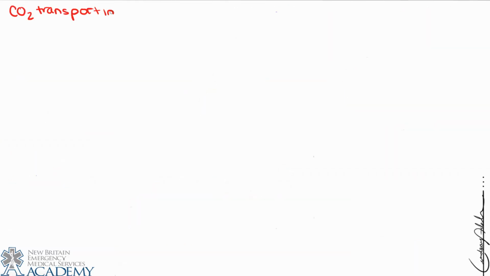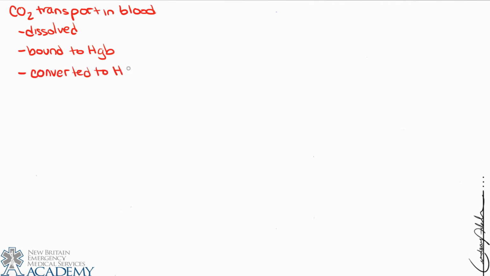Now let's just talk for a moment about what happens with carbon dioxide transport. Carbon dioxide can be transported in the blood in 3 ways. 1, it can be dissolved. 2, it can be bound to hemoglobin. Or 3, it can be converted to bicarbonate ions.